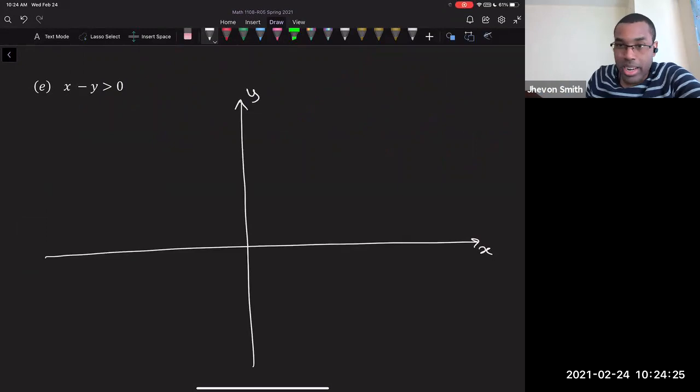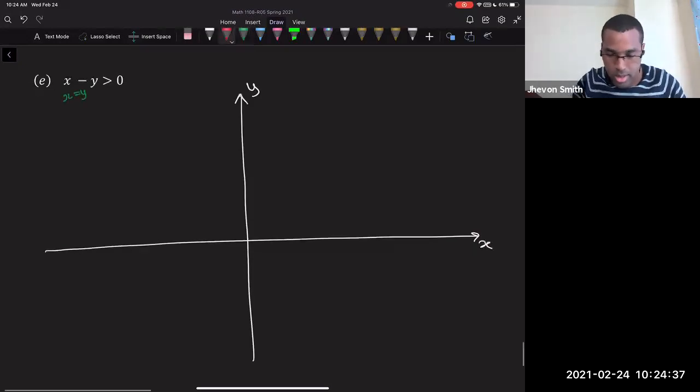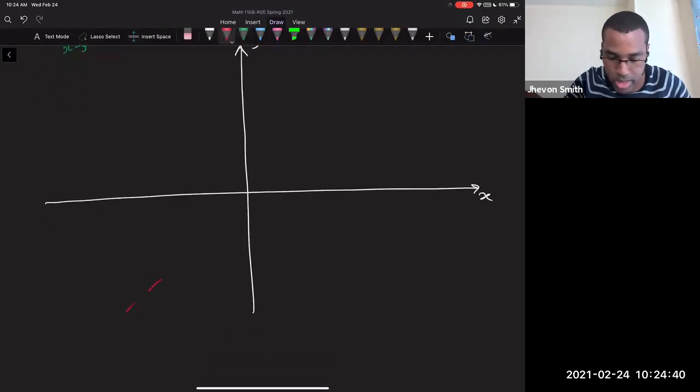Plugging in x equals 0, I get y equals 0. Plugging in y equals 0, I get x equals 0. I don't get 2 points. I actually get the origin. That's kind of weird. Okay, do I need to plot another point? Well, no, I would just notice that this is the same as x equals y. So that is just a line at 45 degrees going through the origin.